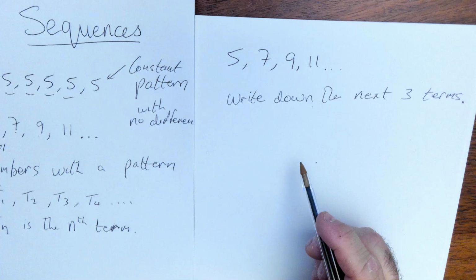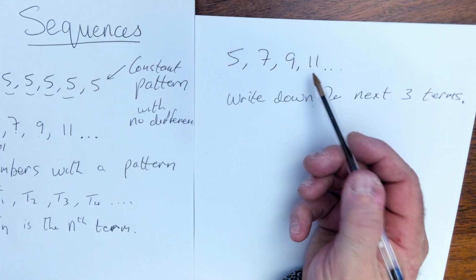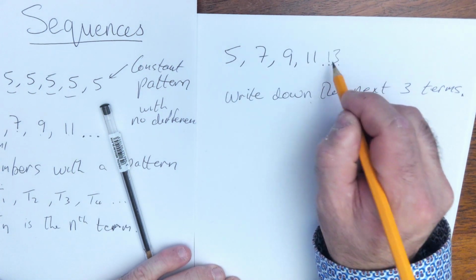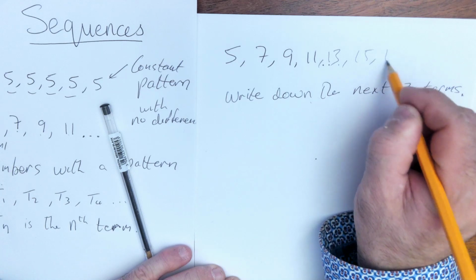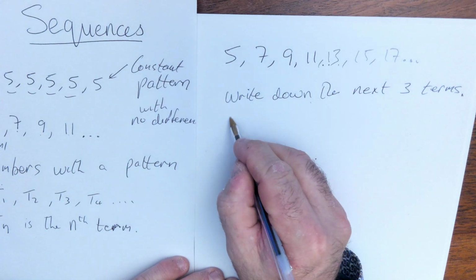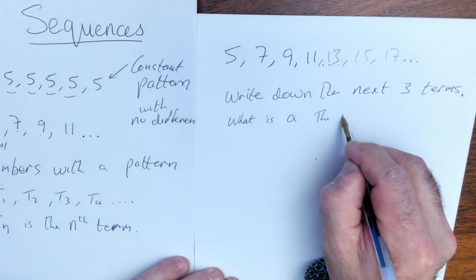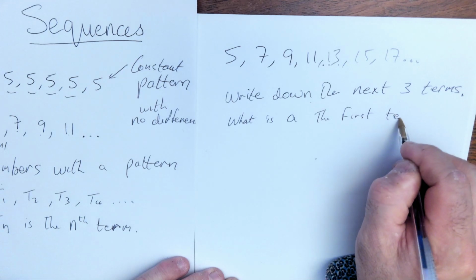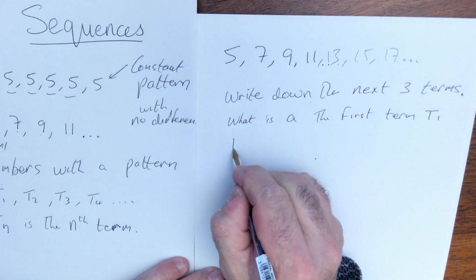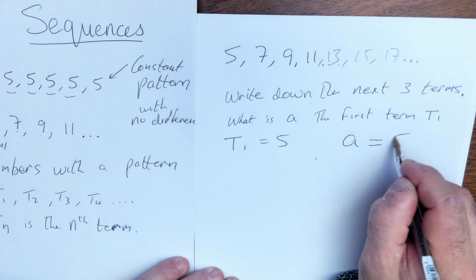So you keep adding on your common difference of 2, and you'll come along here. I'll just use pencil to write in my answers. 13, 15, 17, and that continues forever. What is A, the first term, term 1? Term 1 equals 5, and we have a special letter for that, we call it A. So A equals 5.